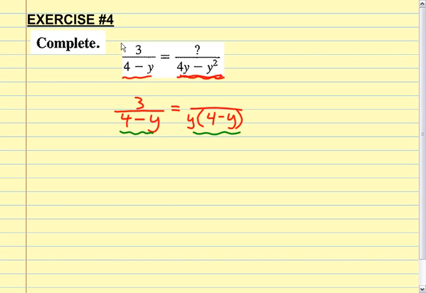Now I'm going to ask myself, what changed between this denominator and this denominator? Okay, so what do I do to the numerator of this one? And what do I get? Perfect. That one's done.